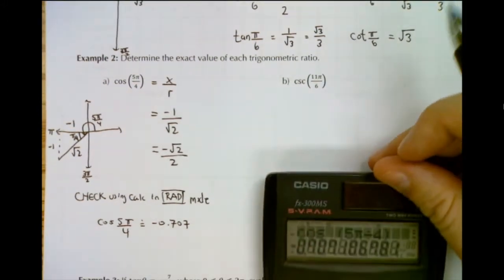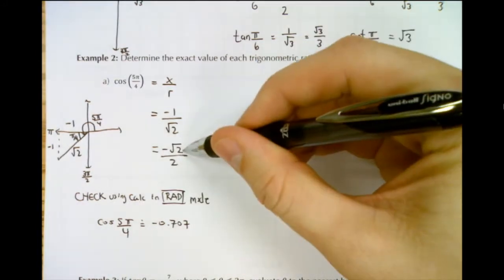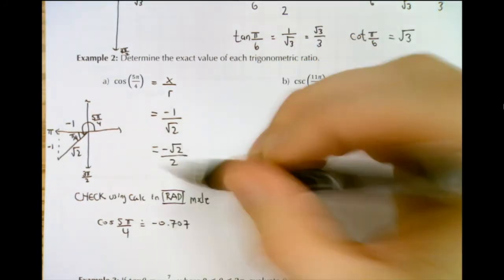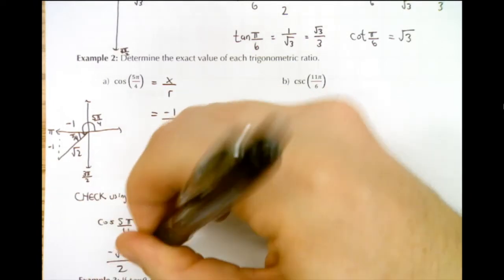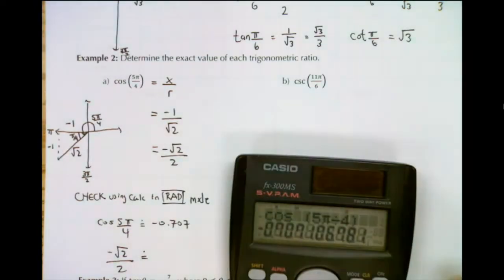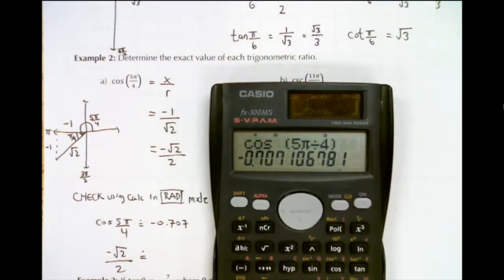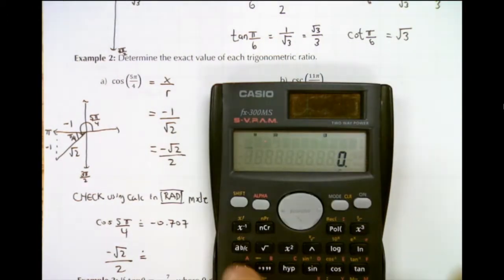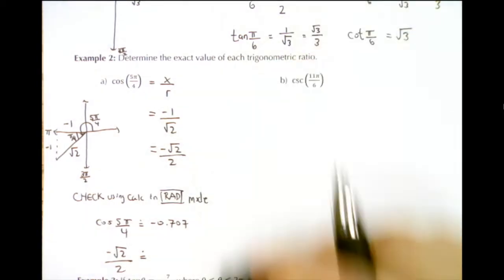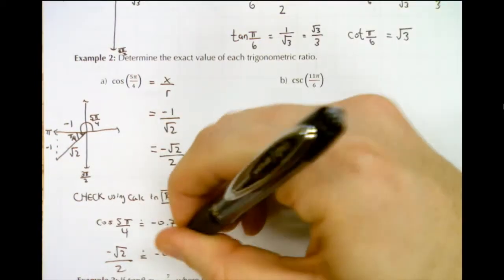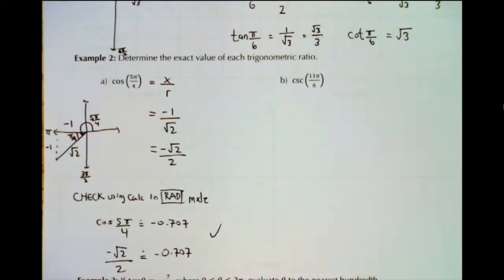So how do we do that? Well, we check to see if this equals this. So let's put this in our calculator. Negative root 2 divided by 2, and see what we get. What is it approximately equal to? Well, negative root 2 divided by 2 is negative 0.707, exact same decimal. So we did it correctly. And that's using your calculator in radian mode.